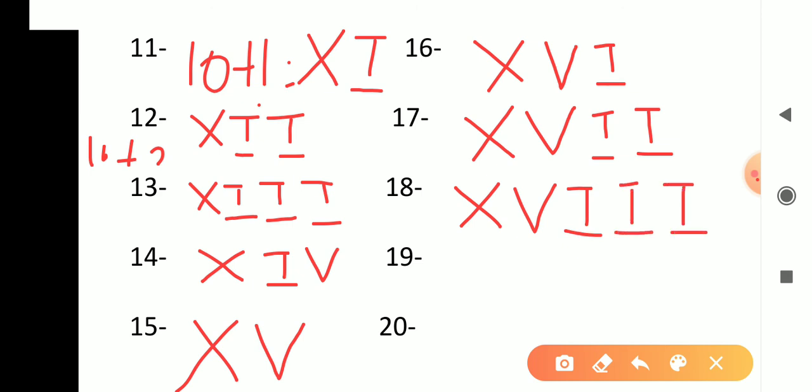How will we write 19? First write 10. 10 plus 9, no? How will we write 9? IX stands for 9. So 19 is XIX. Then 20, XX: 10 plus 10, 20. So this is how we write the numbers from 1 to 20.